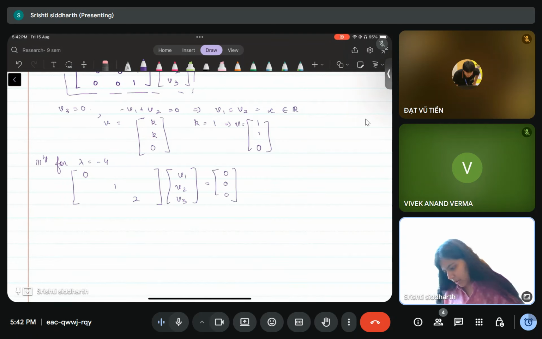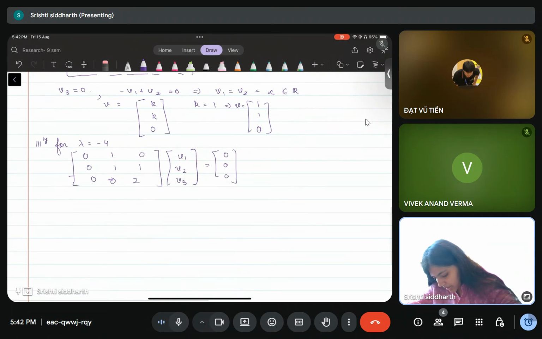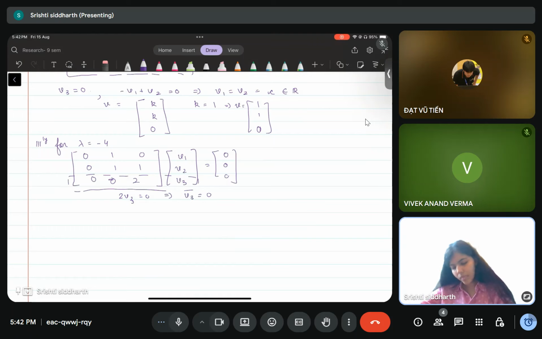And the rest of the entries of A. So this is 1, 0, 0, 1, 0, 0. So this equation is the simplest, which simply implies 2v3 equals 0, which is v3 equals 0. Then we have v2 plus v3 equals 0, which implies v2 equals 0. And then v1 can be anything.